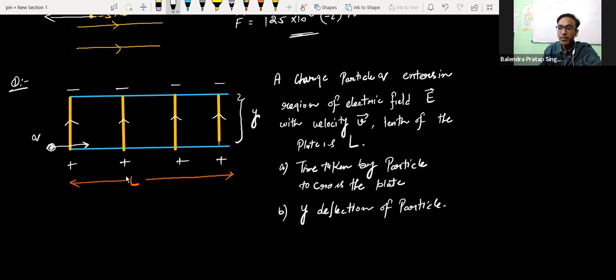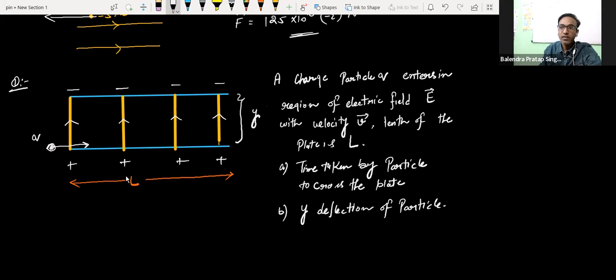So again I'm repeating the problem so that you can understand it completely. There are two differently charged plates, one positive and one negative. There is an electric field region between the plates, because electric field lines go from the positive to the negative plate. In this case the electric field behaves as an external electric field. This is not the electric field of this charge q.